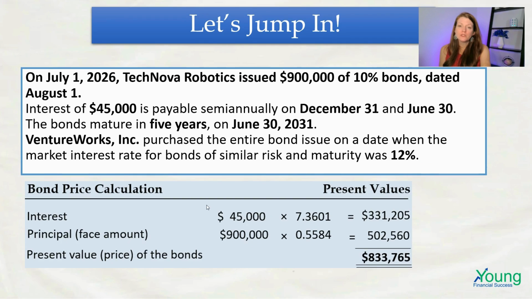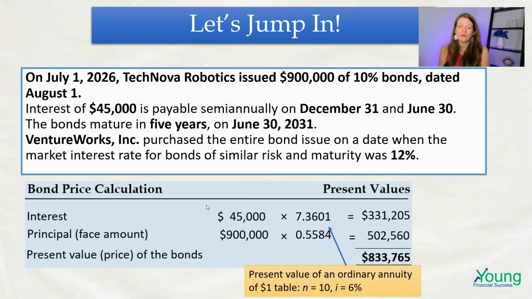So we are going to multiply that times a present value factor. And here's how we're calculating that present value factor. First of all, it is going to be present value of just an ordinary annuity. Remember, annuity is going to be a series of payments, and this is a series of payments. It's $45,000 time and time again for 5 years, twice a year, so it's 10 payments. So we want to find the present value of this series of payments.